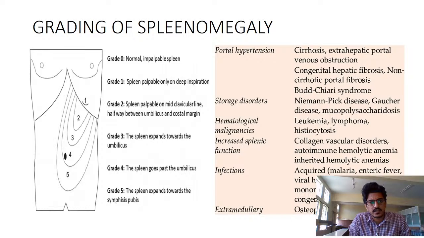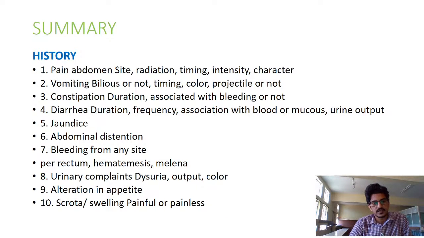So this is important. The grading of splenomegaly is important based on Hackett's grading, and you have to know what is mild splenomegaly, moderate splenomegaly, and massive splenomegaly. And you have to know the causes of the mild splenomegaly, moderate splenomegaly, and massive splenomegaly. You have to go through the clinical books again.